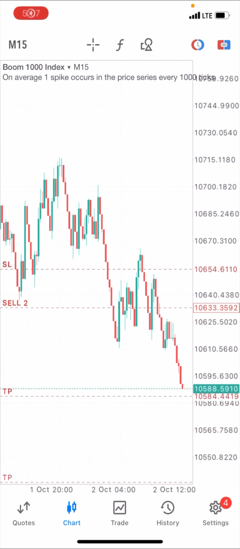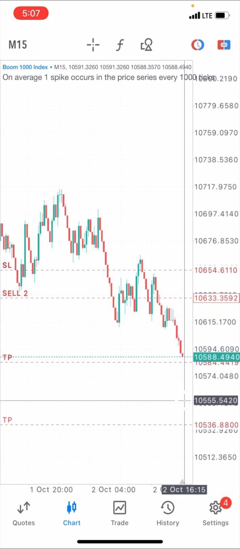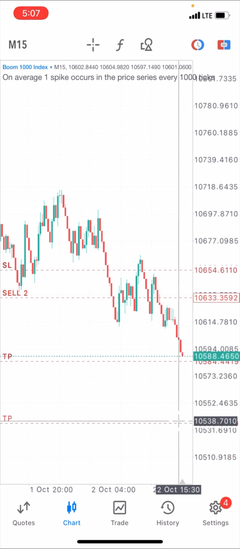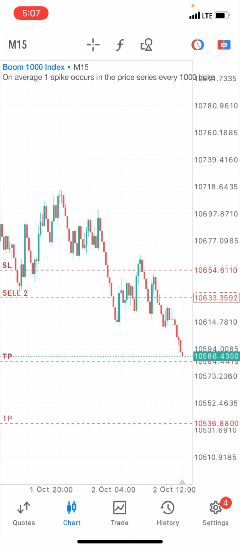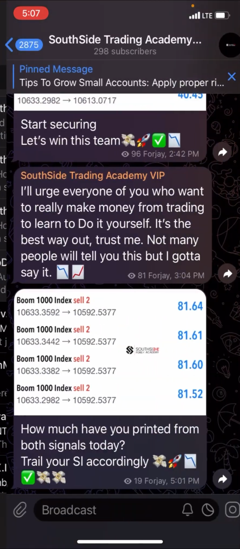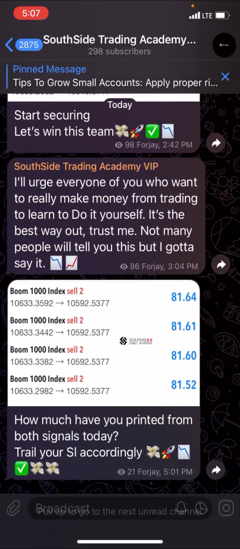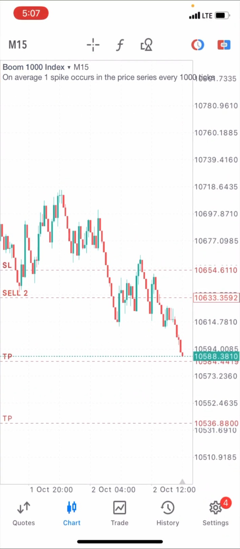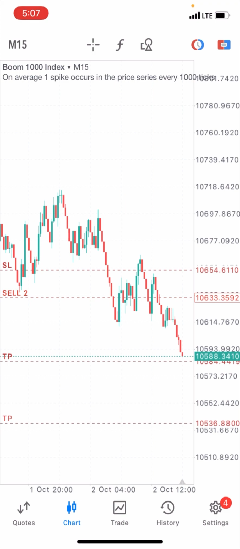Yo guys, we're about to smash that TP. All right. This is B1000 here. We're about to hit our first target here. We have the second target all the way down here, right? So I am the VIP members. We've been milking it, right? We've been in massive profit since, and we're doing well. This is just very simple for anybody to replicate.